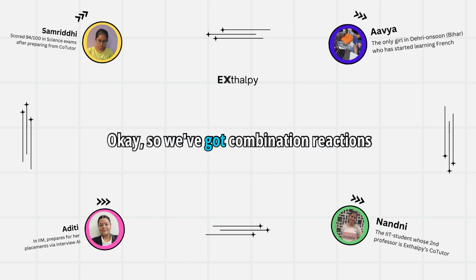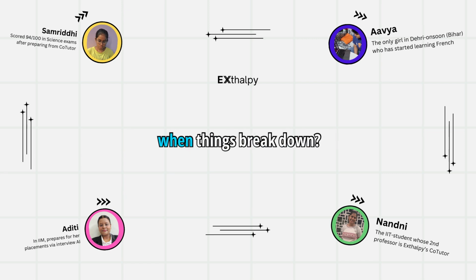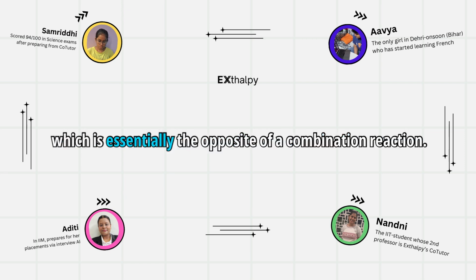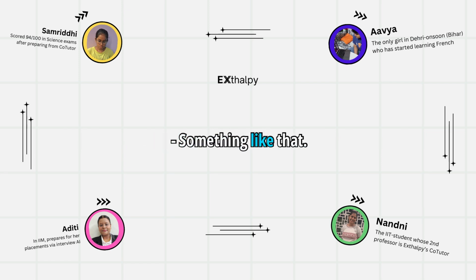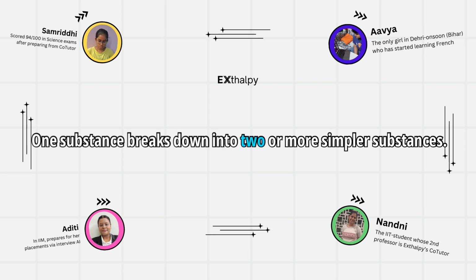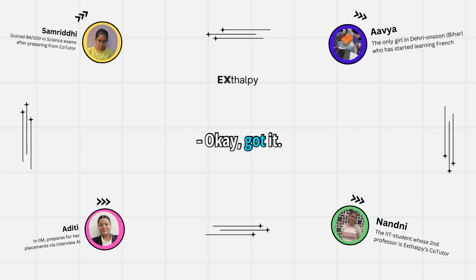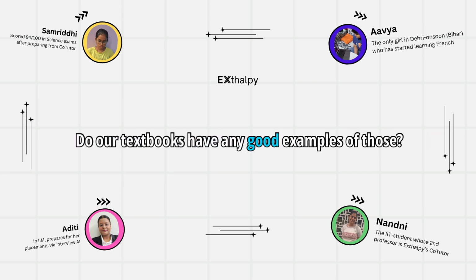Okay, so we've got combination reactions where things combine, but what about when things break down? That is a decomposition reaction, which is essentially the opposite of a combination reaction. So more like unbaking a cake. Something like that. One substance breaks down into two or more simpler substances. Okay, got it. Do our textbooks have any good examples of those?